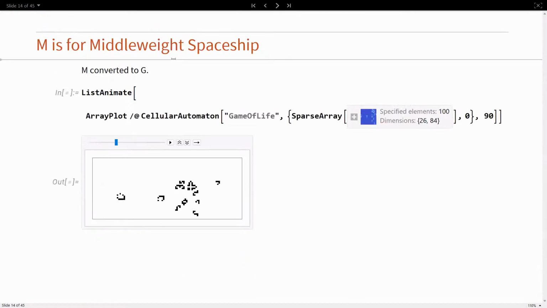So the M is the middleweight spaceship. So we have spaceships coming in to this object of still lifes, and they convert the spaceships into gliders before recovering. So that's an example of an important signal with an M to G converter.